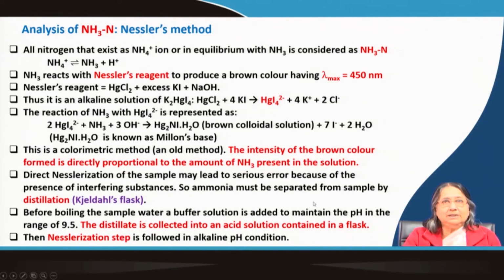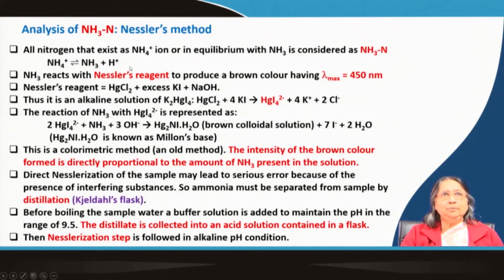So, ammonia must be separated from the sample by distillation. This is very important, and here comes this one. Say for example, ammonia nitrogen. What is ammonia nitrogen? Ammonia nitrogen is some type of nitrogen which is present either as ammonium ion or as ammonia. That is called ammonia nitrogen. It can be present either as ammonium ion or as ammonia. Now, this equilibrium you have to consider.